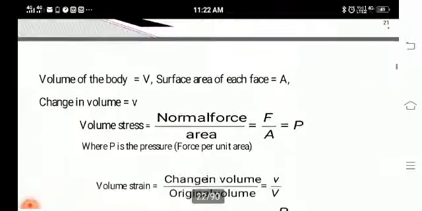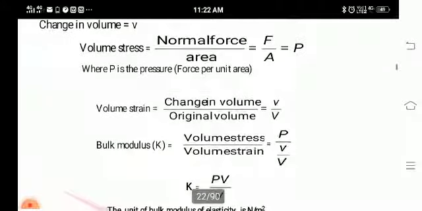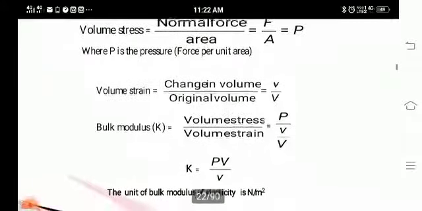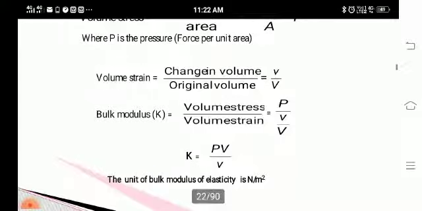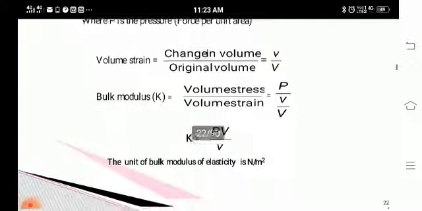So we are going to calculate volume stress and volume strain. By knowing the volume stress and volume strain, and applying them in bulk modulus, we get bulk modulus K is equal to PV divided by v, where P is force applied, capital V is volume, and small v is change in volume. The unit of bulk modulus of elasticity is also Newton per meter square.